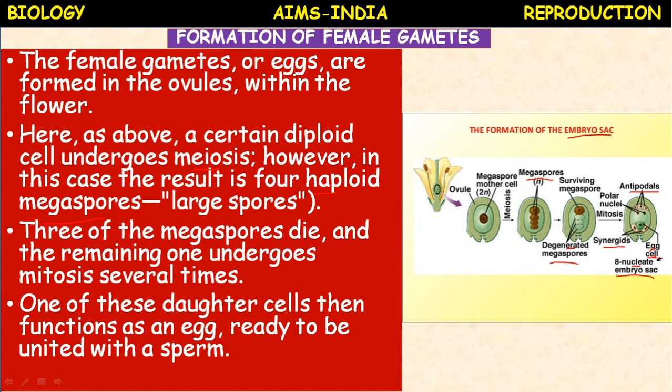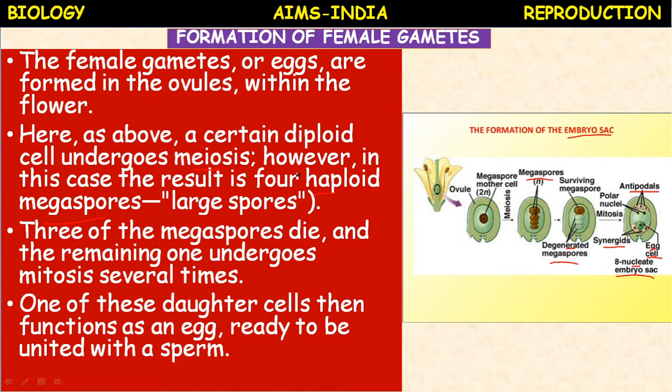It is very clear. The process of formation of megaspores from the megaspore mother cell is called megasporogenesis, whereas in the male we come across microsporogenesis. The ovules generally differentiate a single megaspore mother cell, MMC.